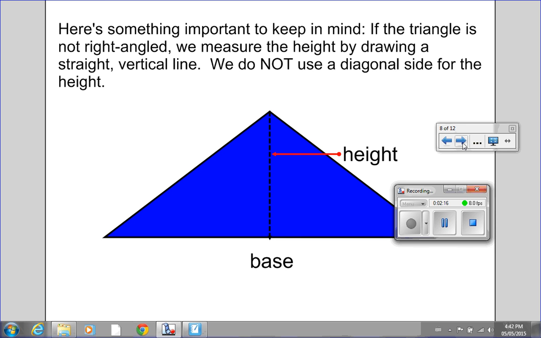Here's something important to keep in mind. If the triangle is not right-angled, we measure the height by drawing a straight vertical line. We do not use a diagonal side for the height. This is just like what we did for parallelograms. Okay, here we have a triangle that is not right-angled. We cannot use one of the diagonal sides. The height must be a completely straight vertical line.